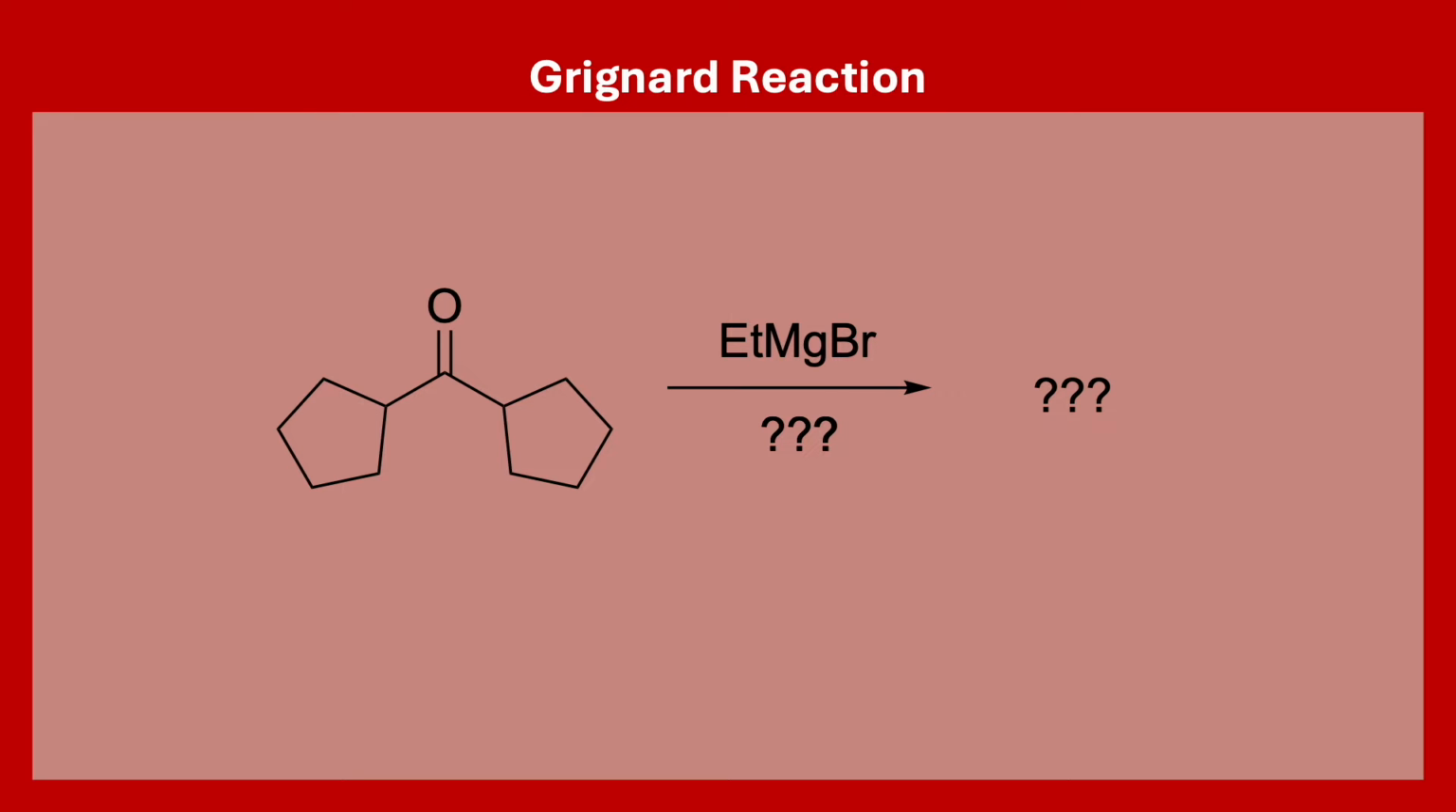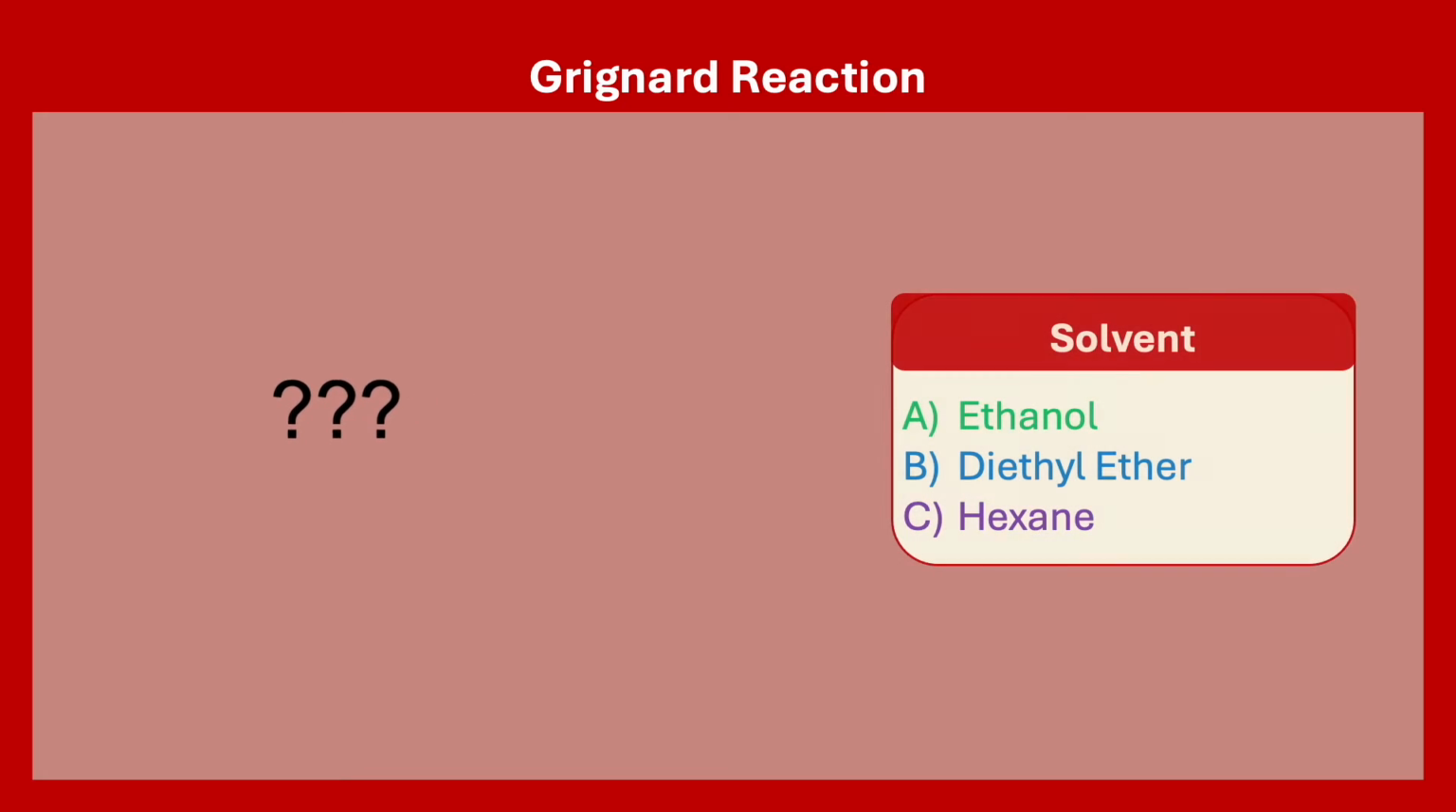The first step when doing a Grignard reaction is to understand what conditions will allow for a successful reaction. As Grignard reagents are not stable on their own or in certain conditions, the choice of solvent is important to ensure you obtain the product you desire. For this reaction, should the solvent be ethanol, diethyl ether, or hexane?